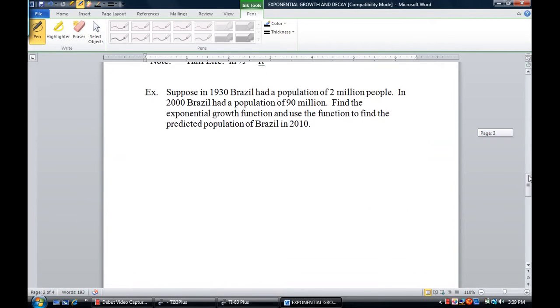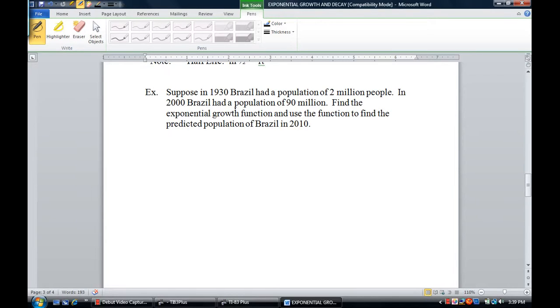And so, keeping that in mind, we're going to do one more that's going to follow the exact same process. This one's actually a little bit more difficult, because of the time is what it comes down to. But here's what we're going to do. The question is asking to find the exponential growth function, and then we're going to use that function to find the predicted population in 2010.